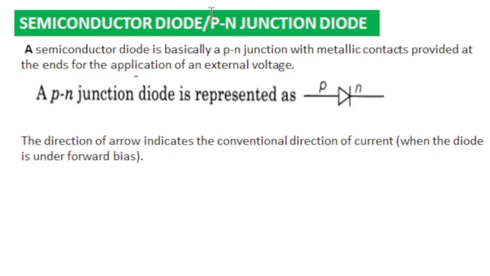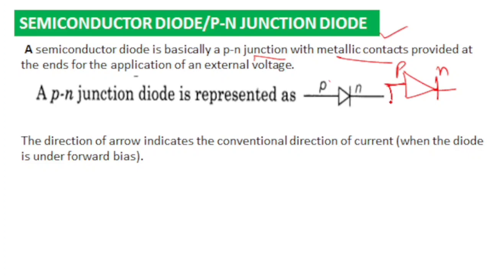Now after this, semiconductor diode and PN junction diode. This PN junction can be used as a PN junction diode or semiconductor diode. What is this PN junction diode? A semiconductor diode is basically a PN junction with metallic contacts provided at the ends. This is the symbol of the PN junction, this side P and this side N. When you connect these two P and N sides by metallic contacts, then a PN junction diode is formed.